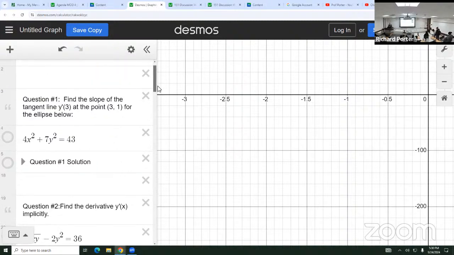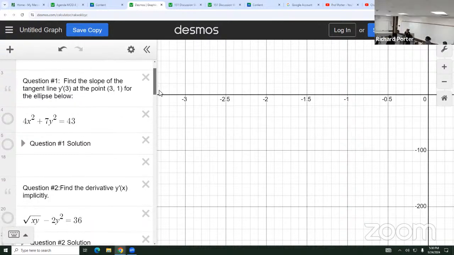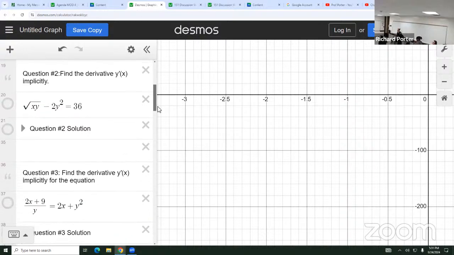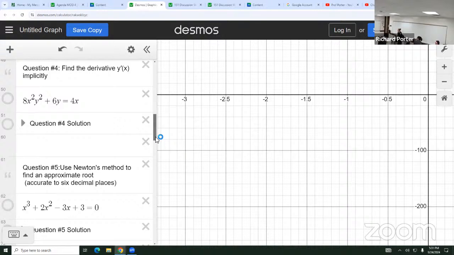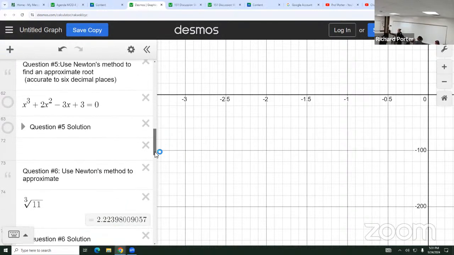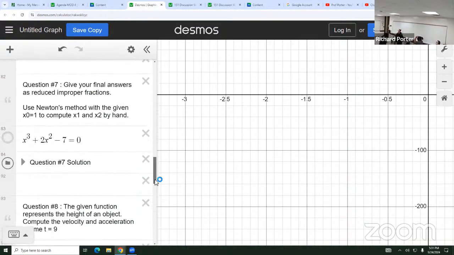But anyway, these are the homework. This is homework 4. You'll notice we did this implicit differentiation. There's this one, and then there's this one. These are all implicit differentiations. Then here's a Newton's method. Again, you could do that Z thing to do Newton's method. This is another Newton's method. You could do that one. Here's another Newton's method.